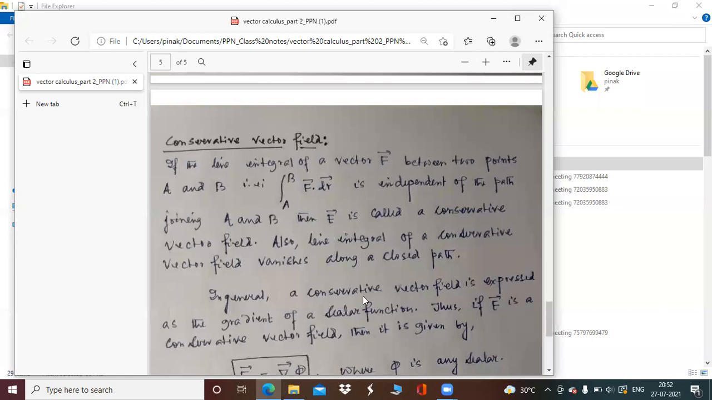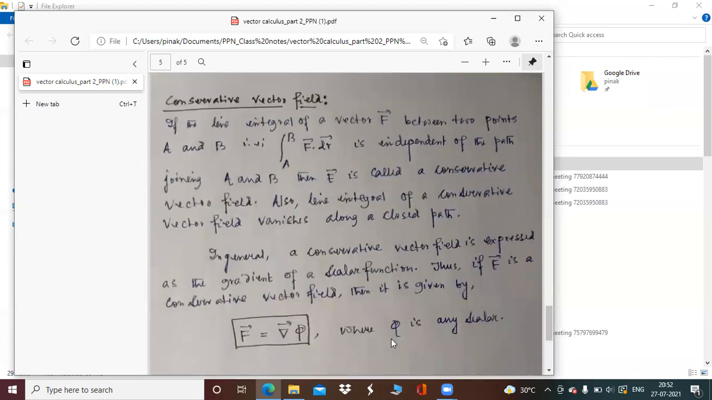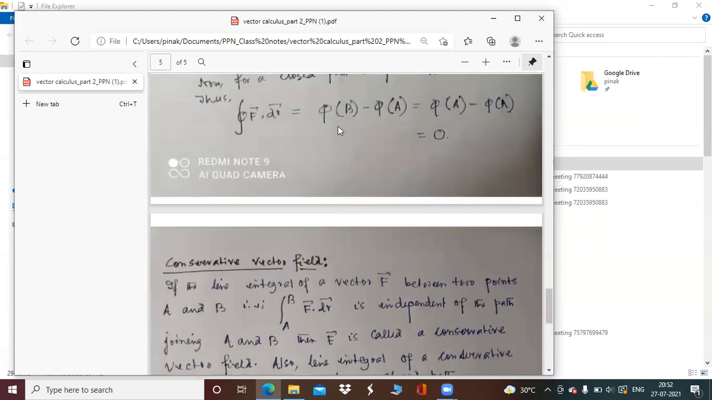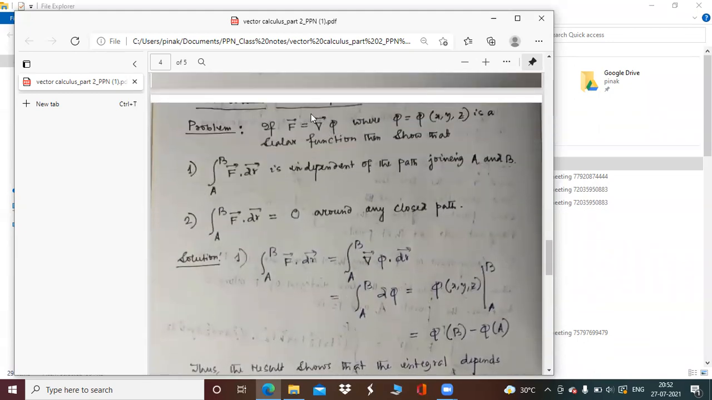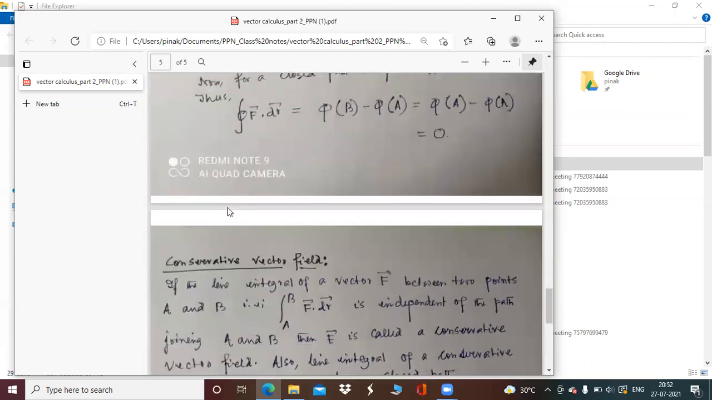Now, in general, a conservative vector field is expressed as the gradient of a scalar function. Thus, if f bar is a conservative vector field, then it is given by f bar is equal to grad of phi, where phi is any scalar. So this is the definition of conservative vector field, and this definition we have actually got from this particular problem, or in other words, this problem actually helped us to understand the definition of conservative vector field.